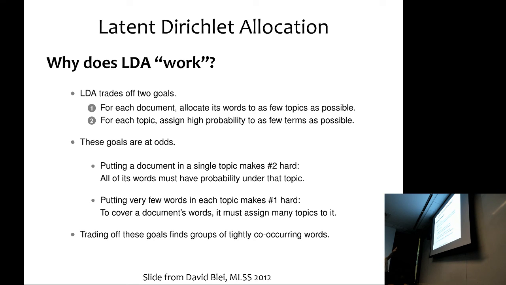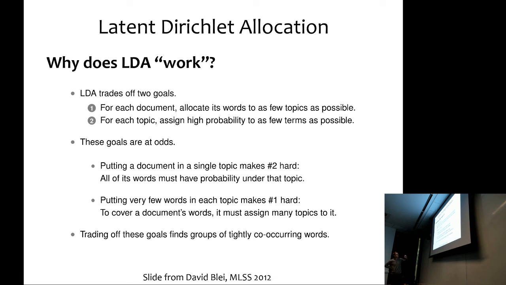LDA is trading off between two goals. One, for each document, it's going to allocate its words to as few topics as possible. Two, for each topic, it's going to assign high probability to as few words as possible. These two goals are at odds, in tension with each other, meaning that putting a document in a single topic makes number two difficult, right? If you say that a document is drawn entirely from one topic, then it's difficult to have each topic assign high probability to as few words as possible.